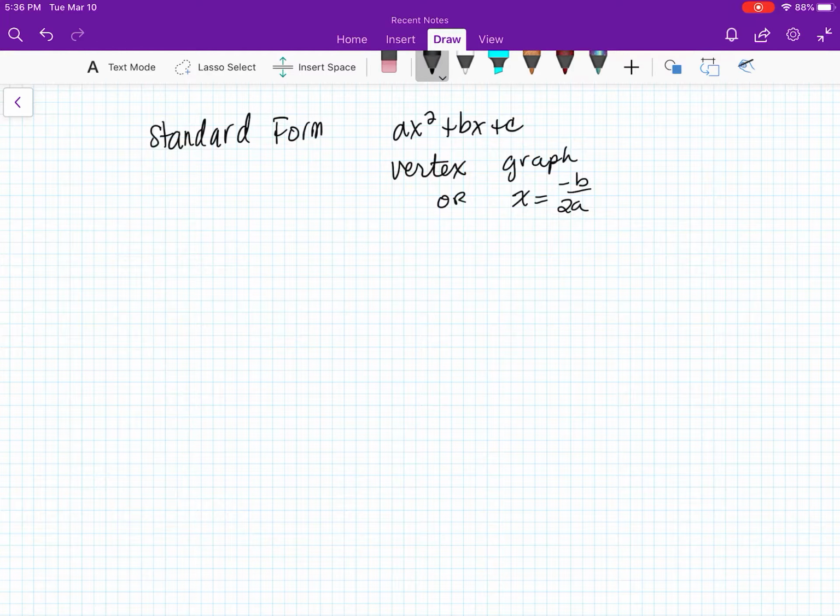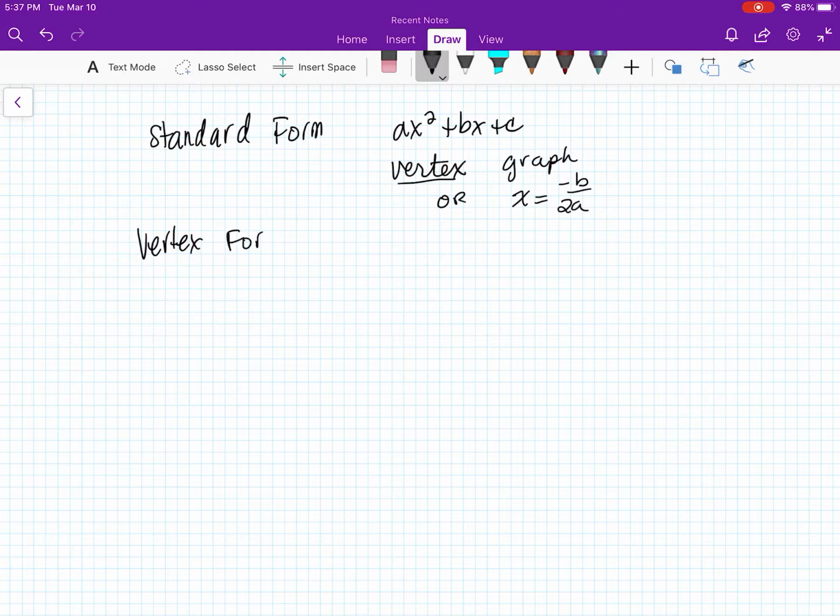But there's this nice little thing that if our quadratic is in what we call vertex form, we can do a lot of stuff. We can easily identify all of this information that's given to us. More specifically, we can easily identify our vertex. Kind of like slope-intercept form with linear equations.